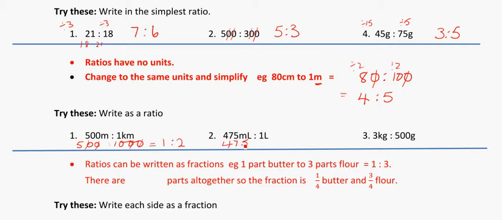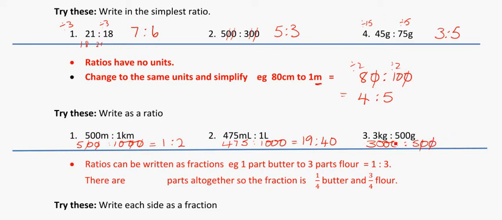475 mils, changing the litres to mils, we've got 1000, and you might put that in your calculator to do it, or keep dividing until you get down to 19 to 40 is your answer. 3 kilograms to 500 grams, we've got 3000 grams to 500 grams.